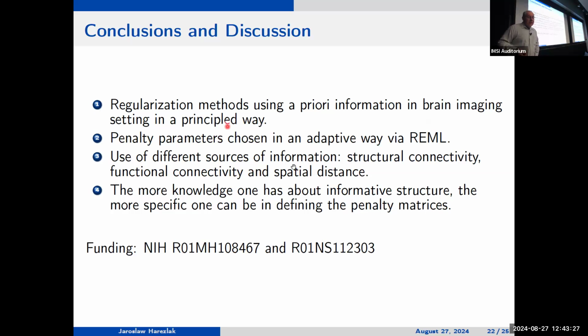So for these penalty-based methods, we are again trying to use a priori information, but we're doing that in a principled way, through the penalties. The nice thing there is that we can choose these penalty parameters in an adaptive way via maximum likelihood methods. And here, as I showed briefly, we use different sources of information, let's say structural connectivity, functional connectivity, distances, and so on.